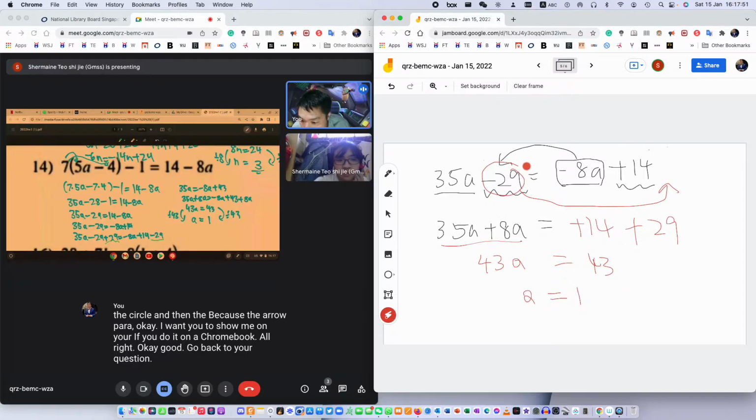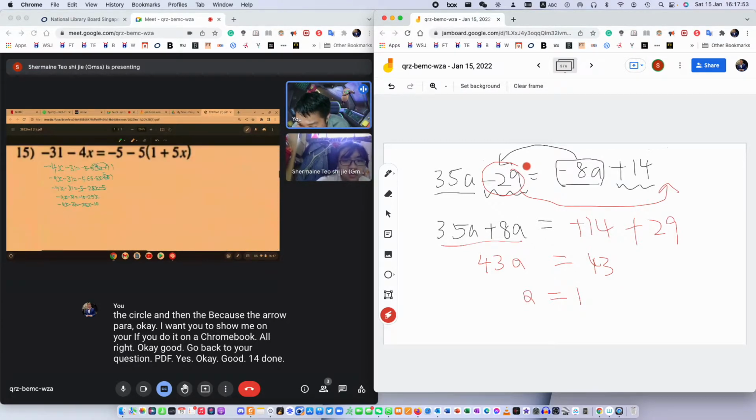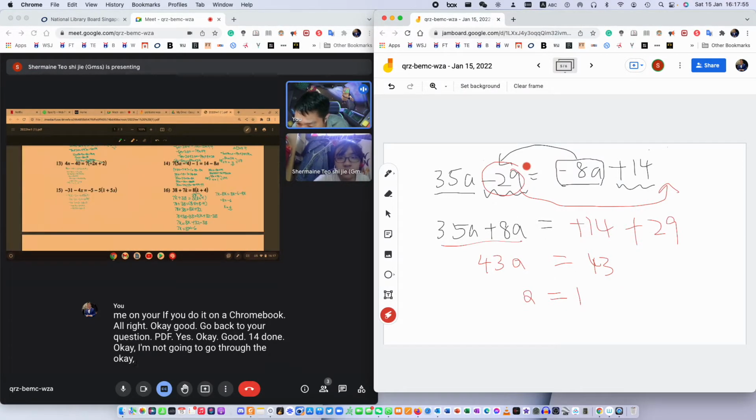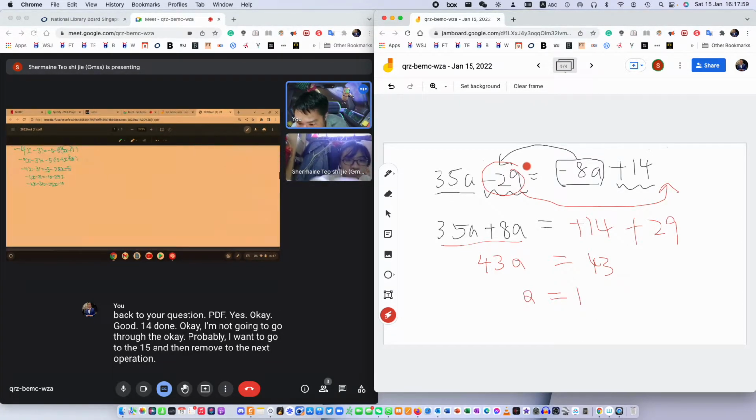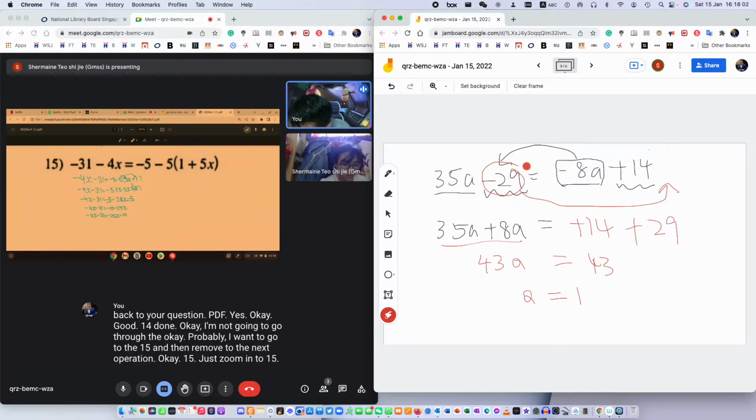PDF, yes. Okay, good. 14 done. I probably want to go through 15, and then we move to the next question. Just zoom in to 15. Let me read it. You rearrange it and then you have this minus, minus, and then minus. So you are not continuing after this. Minus 4x minus 31 equals minus 25x minus 10. What's the next step?